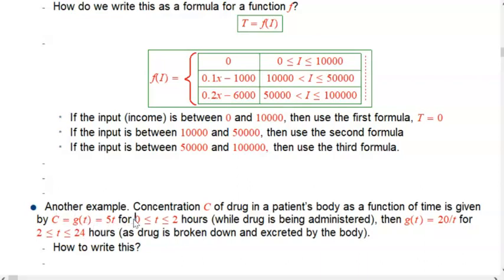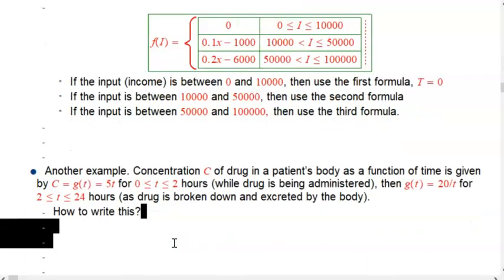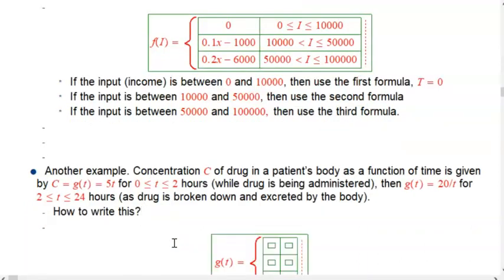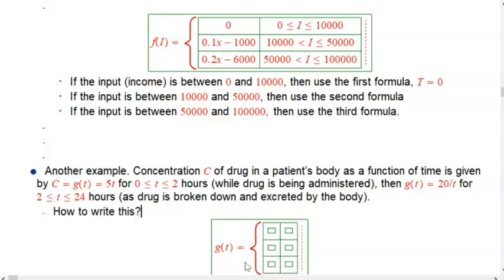And for the first part of the domain we're looking at, between 0 and 2 hours, it's just a nice linear increasing function. G of t is 5t. Then it becomes 20 over t. That's going to be a little more interesting for t between 2 and 24 hours. So let's see how to write that. We just are putting these formulas and the conditions together in one tableau. So I have that ready for us.